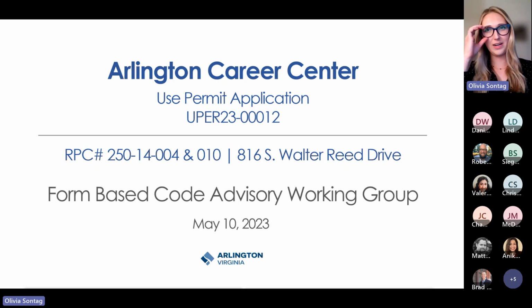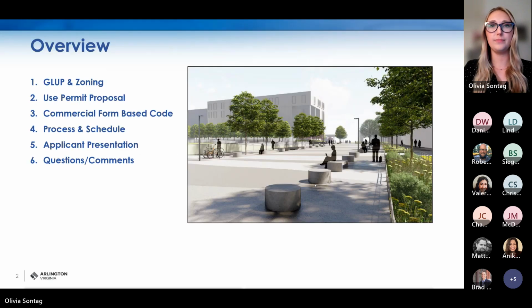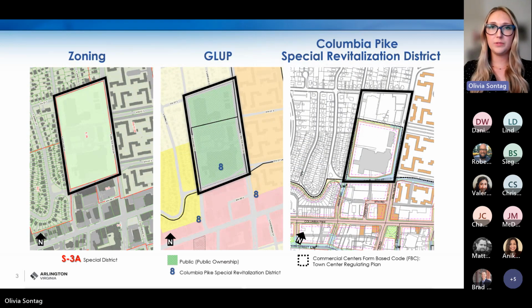As we know, the AUG has heard this before, and it is partially within the commercial center's form-based code. The presentation this evening will include an overview of the GLUP and zoning, an overview of the use permit proposal, the relationship to the commercial form-based code, the process and schedule, and then we'll get a more comprehensive presentation from the applicant. To start us off, the underlying zoning here is S-3A, the special district. The GLUP designation is public, under public ownership, and this note here signifies the Columbia Pike Special Revitalization District, which is shown on this third map on the far right.